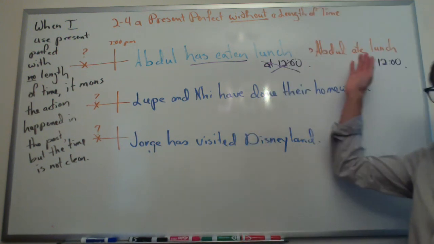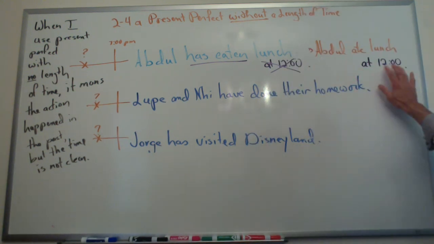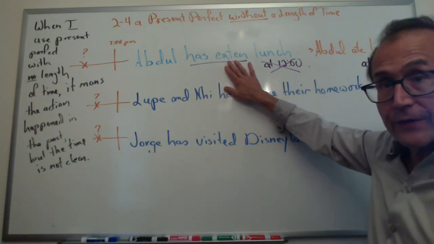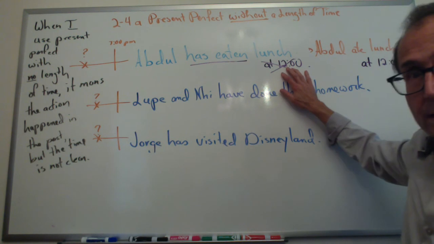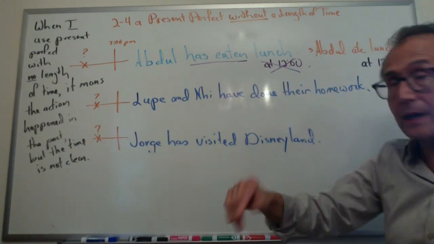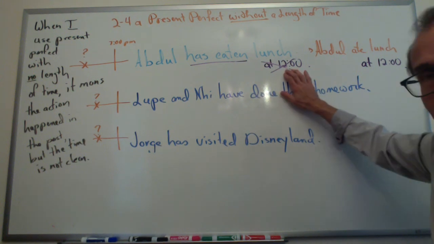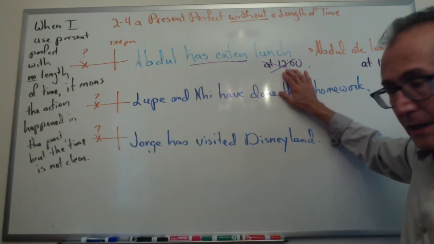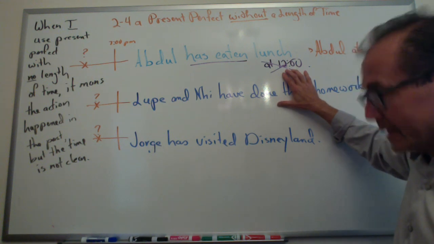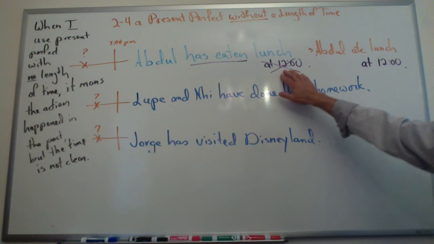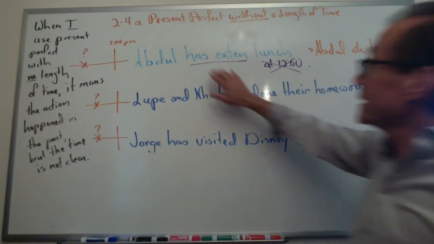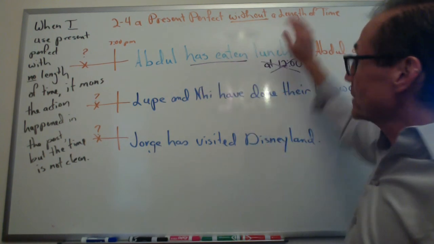So with past, if I want to say the time, I need to use past. If I use present perfect, I cannot say the time in the past. If I use present perfect without a length of time, I can't say at 12 o'clock or last Tuesday or in 1992 or when he was a child. I cannot say the time when I use present perfect without a length of time.